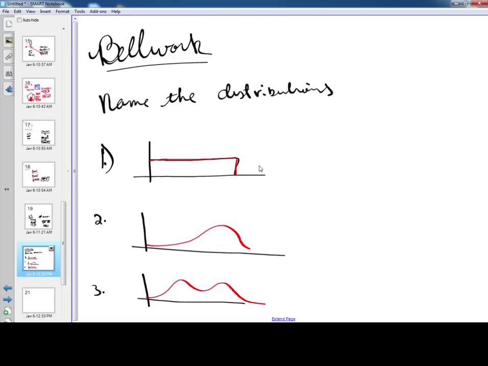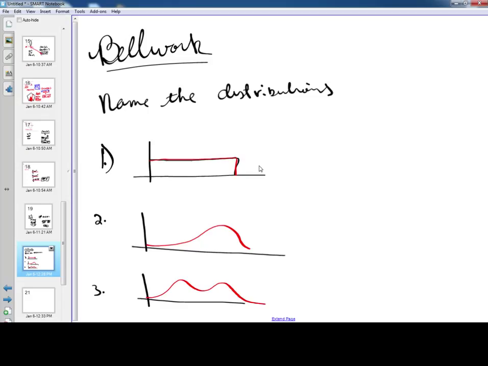That is a left skew. Okay? Please remember, it's where the tail is at. So this is called the left skew. It's where the tail is going to be at. Can you say that this is symmetric? No. How about 3? What is 3 called?